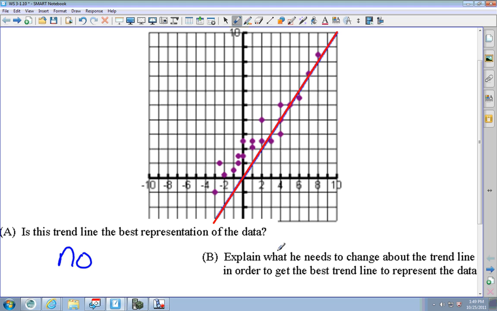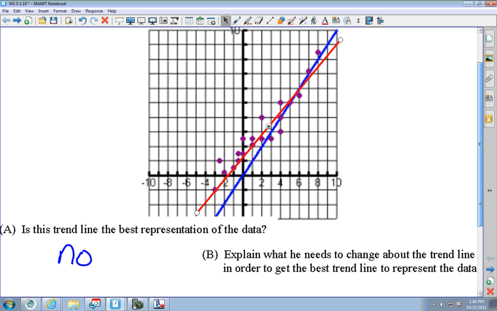And now it says explain what needs to change about the trend line in order to get the best trend line. Well, the first thing I would do, remember when we worked on this yesterday, you started with the linear parent function, then you moved the y-intercept. The y-intercept is only going to translate. It's going to move your line up and down. So the first thing I'm going to do, I'm going to get it crossing about in the middle here. Now, once you see this, I think I could do a little bit better by making it a little flatter. Well, bringing up the y-intercept, I'm moving the y-intercept up, and I'm shifting my line to make it flatter.